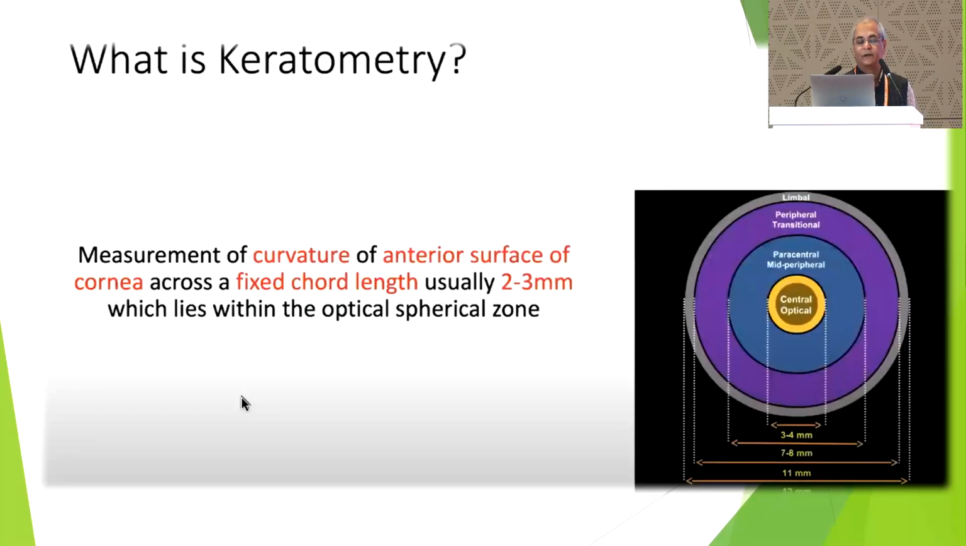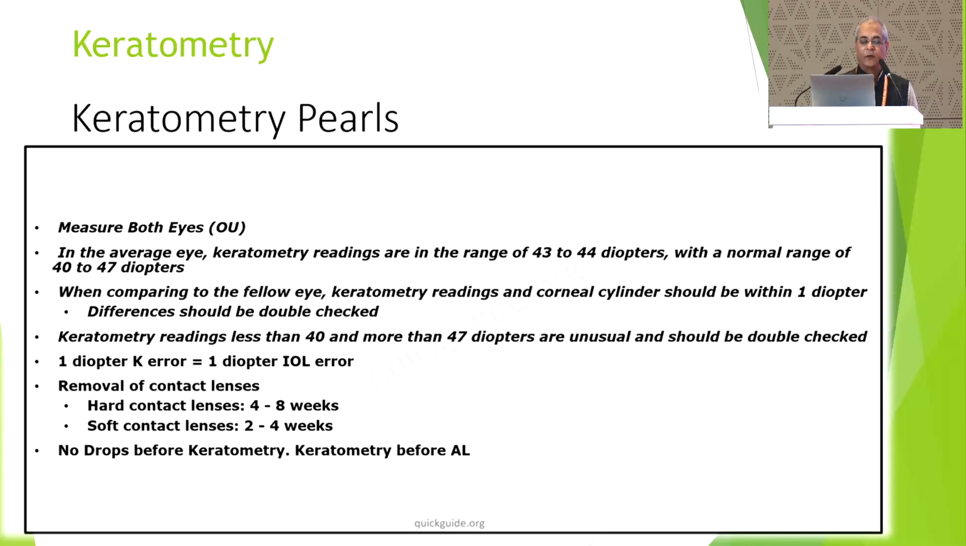Now keratometry is measured at the center 3 millimeter of the cornea. The important point is that the average keratometry is around 40 to 50 diopters. One diopter of keratometry change will cause almost one diopter change in the IOL power. Now hard contact lenses nobody uses, but soft contact lenses you should definitely remove 2 to 4 weeks prior, and you should not instill any eye drops before doing keratometry. And keratometry should be done before axial length.